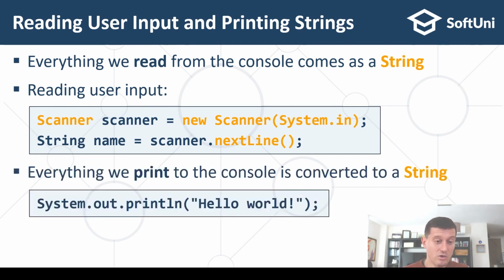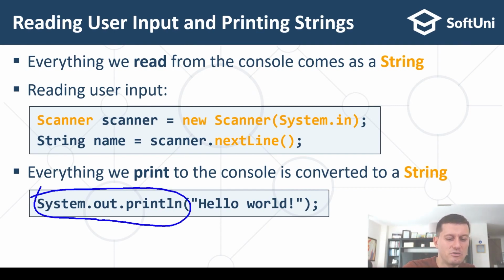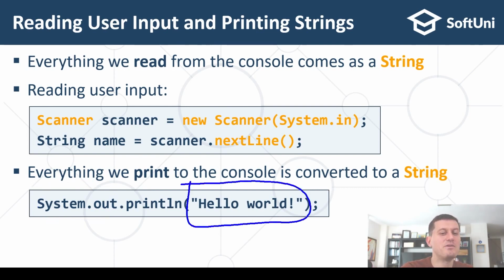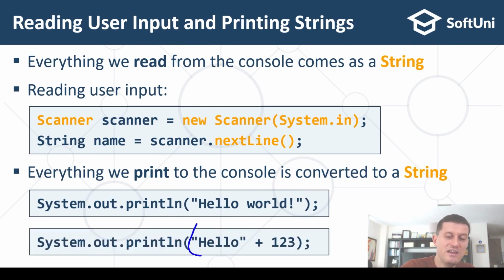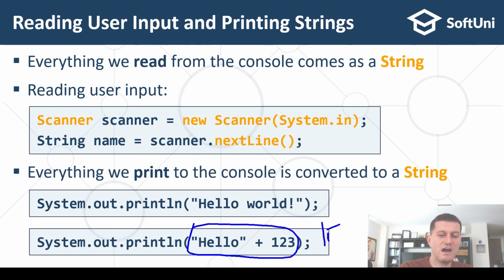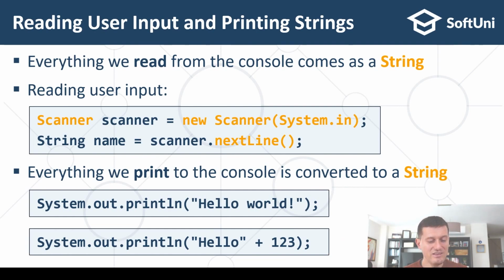So as a concept, everything we print to the console is converted to string first, which means that you can freely print with System.out.println to the system output to the console any text, for example, hello world or hello or how are you. But if we want to print numbers, they are first converted to strings. In this example, we convert the hello plus 1 to 3 into the string hello 1 to 3, and then this string is later printed. Let's see this in action.